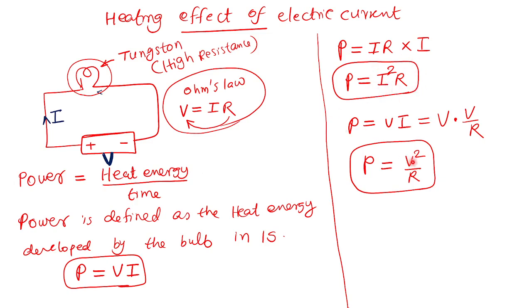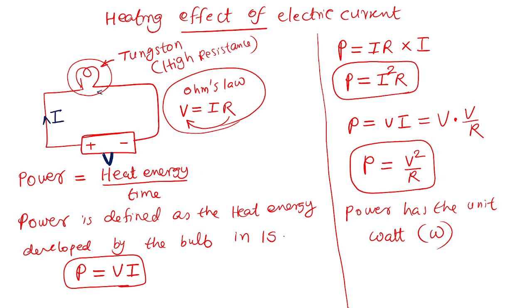Then another representation, P equal to V into I. This is the fundamental formula. That is V into I. What is I? I is V by R. R can be taken to the other side. So V into V by R. So power is V square by R. The power has the unit watt, W. Just like 5 watt, 10 watt, like that.